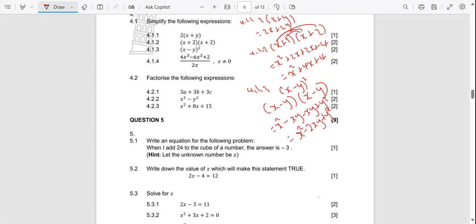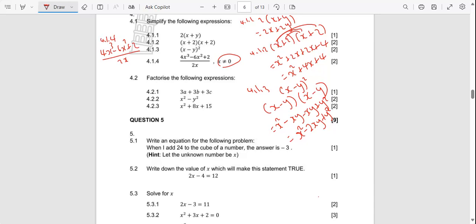Let's move to, I'll write it here, because there is no space on the right hand side. It's 4.1.4: 4x to the exponent of 3 minus 6x squared plus 2, everything divisible by 2x. They say that x should not be equal to 0.